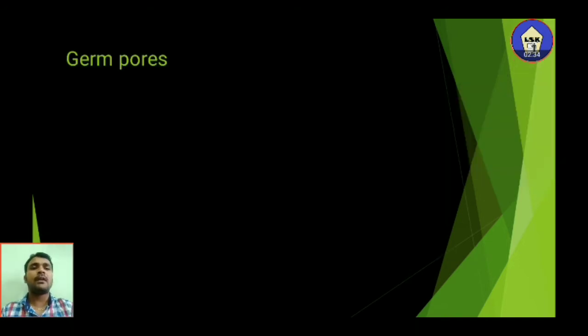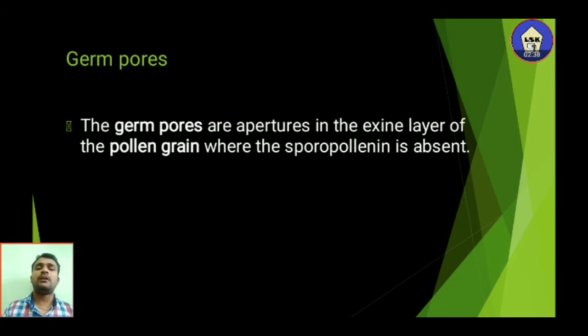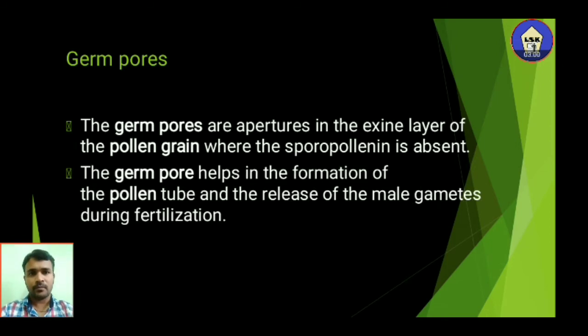Now let us see some important points regarding the germ pores. As I told earlier, germ pores are nothing but small apertures, openings, which are present on the exine layer of the pollen grain where the sporopollenin is absent. So normally the pollen grain exine consists of sporopollenin, but wherever there is an opening or germ pore, in such a region the sporopollenin is absent. Okay.